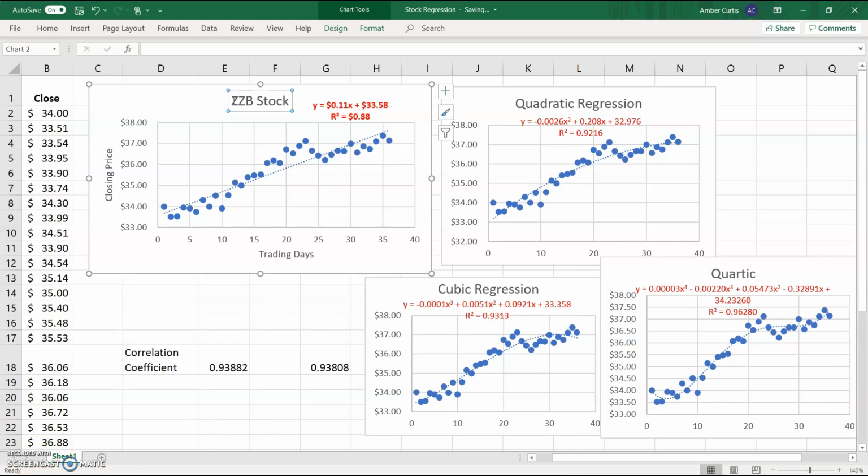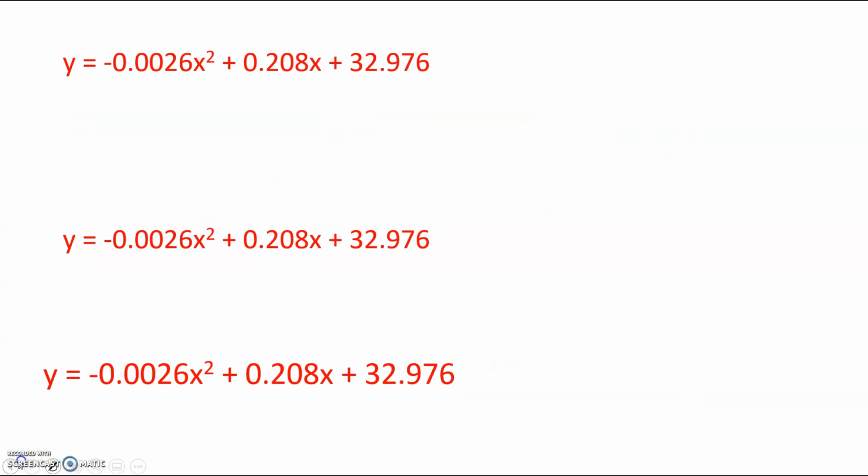All right, so like I said before, we have our linear regression for ZZB, our quadratic with the 2nd degree, our cubic with the 3rd degree, and our quartic with the 4th degree. And we'll notice that our R² values get closer and closer to 100%, right? So remember, the closer it gets, the better the fit. Now, what they want us to do is to use each of these equations and then determine the approximate closing price. Once again, they want us to determine the 37th day.